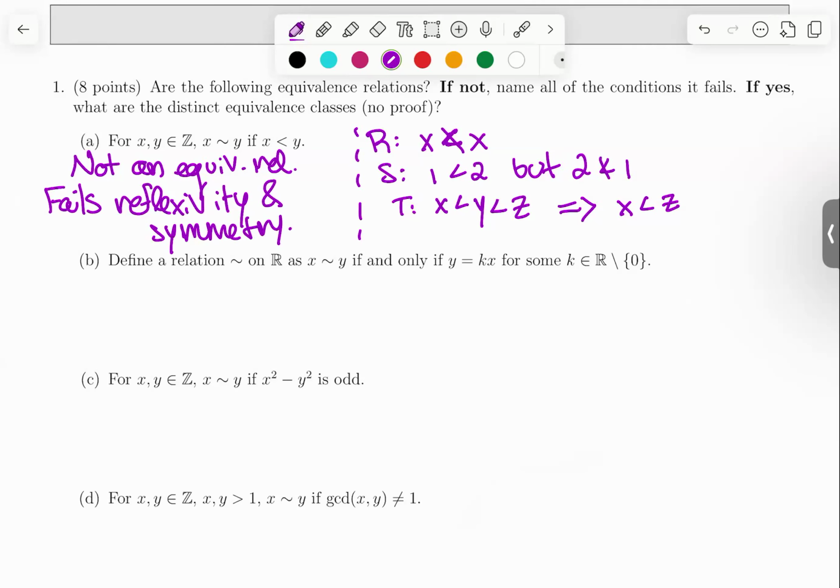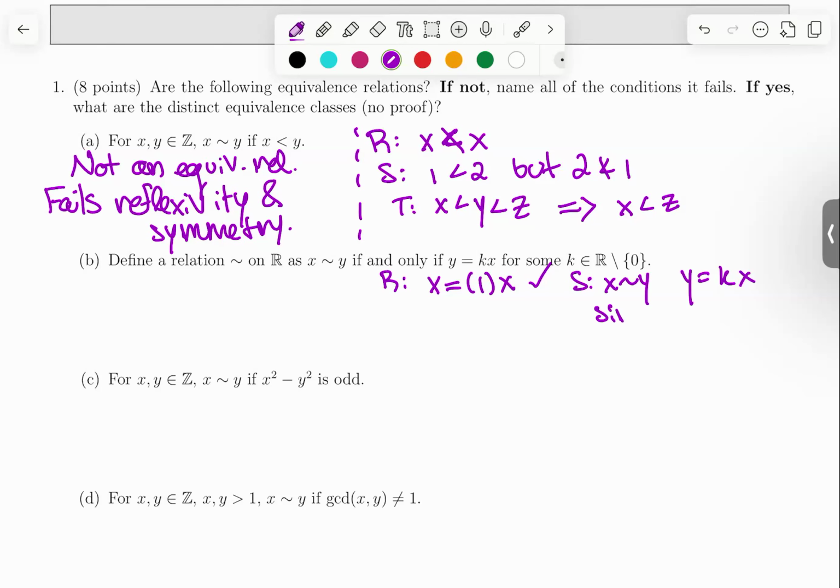Define a relation twiddle on R as x twiddles y if and only if y equals kx for some non-zero k. Okay, that's an important part of this. So it turns out that this is an equivalence relation. So for the reflexive thing, you can just let k be 1. Right? So that's fine.